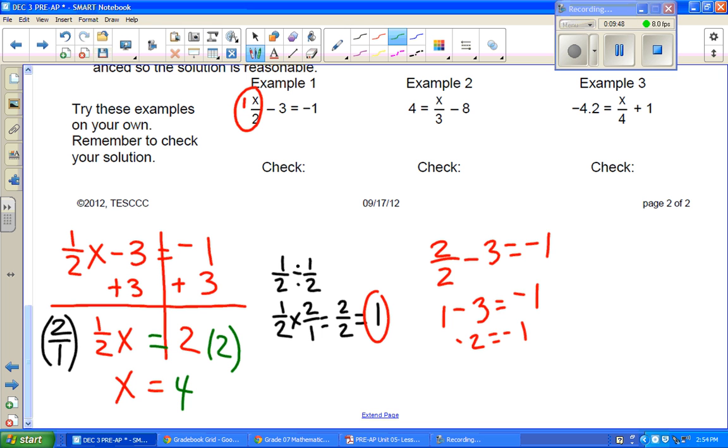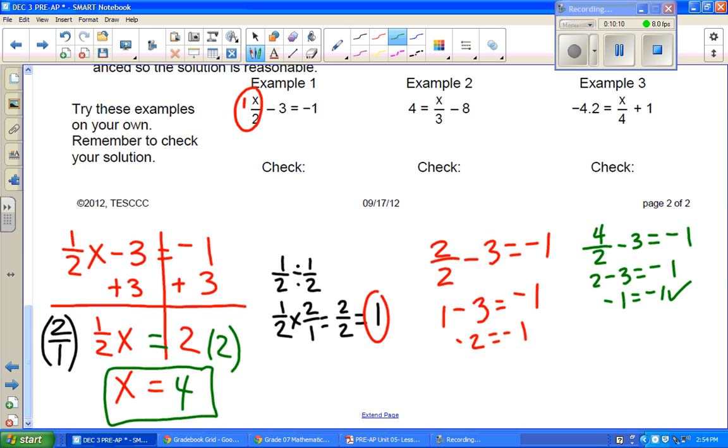Now let's reevaluate this again. So we have x, and we're going to substitute our 4 over 2 minus 3 equals negative 1. 2 minus 3 equals negative 1. Negative 1 equals negative 1. Now I'm in balance, and I know with 100% certainty that 4 is correct. And that is an example that just proves to you why you need to check and make sure that you have the right answer.